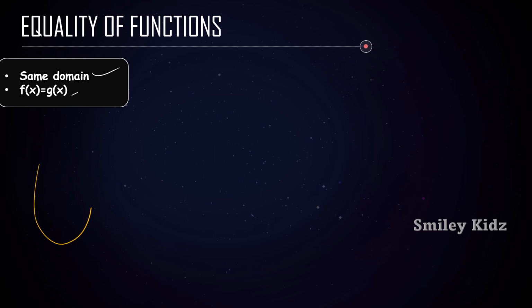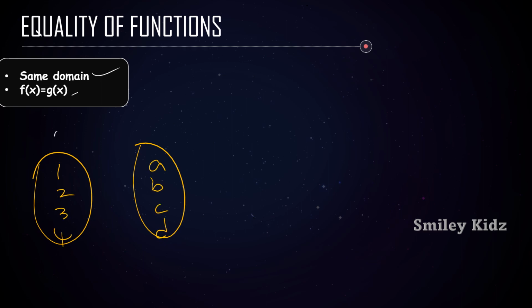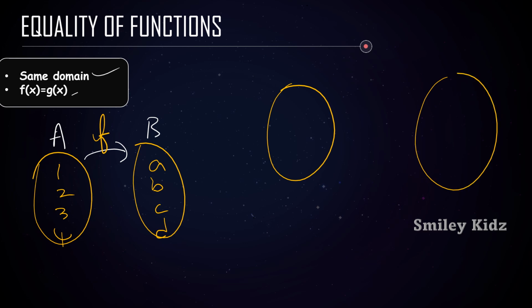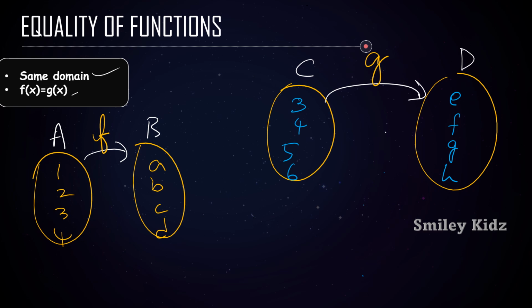I know it is quite confusing. Let me put an example over here. Let's say I have two sets A and B where I'm having function f. On the other hand, I put two other sets, let's say 3, 4, 5, 6 and E, F, G, H. Now in this, I'm putting C, D, and here I'm putting G. This is function g.